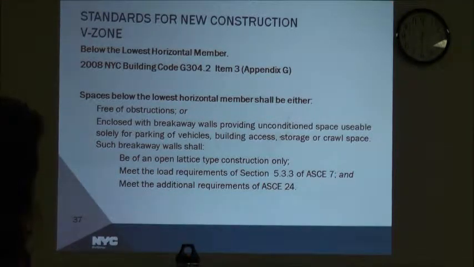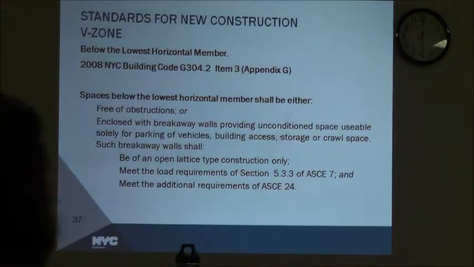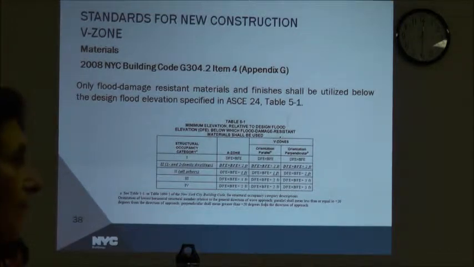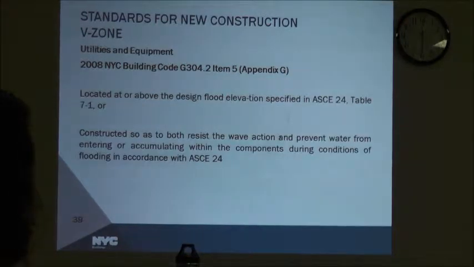And there are loading requirements of ASCE 7 so that when a wave of a certain force bangs into the side of this thing, it's going to go careening away. Just keep that in mind. Flood-resistant materials and finishes are utilized below the design flood elevation. And the utilities, obviously, have to be elevated, or they are constructed so as to resist wave action and prevent water from entering and accumulating.